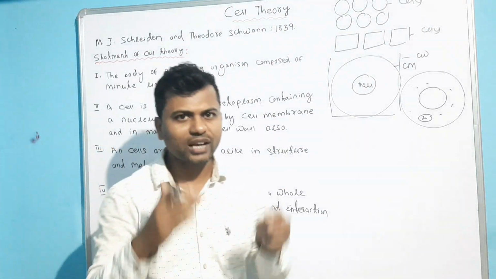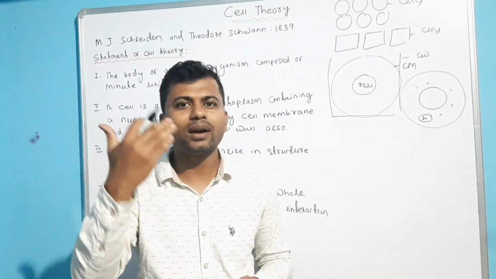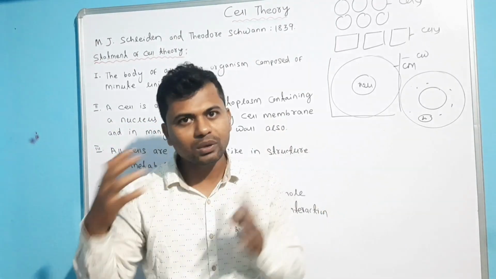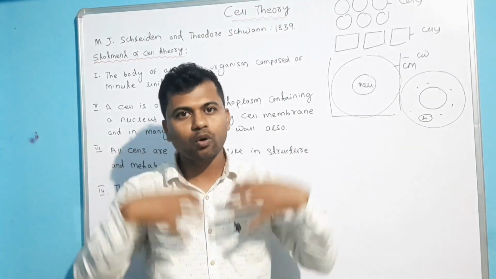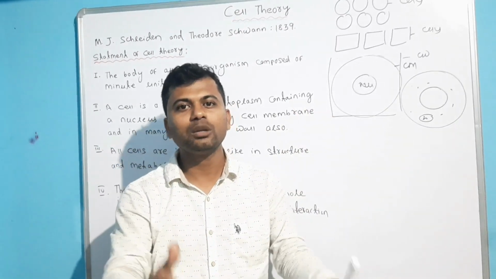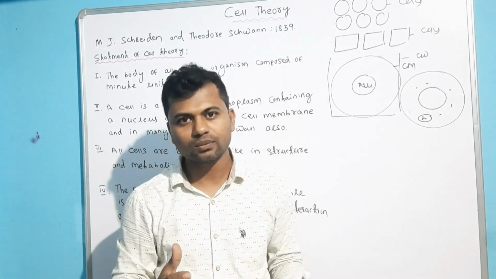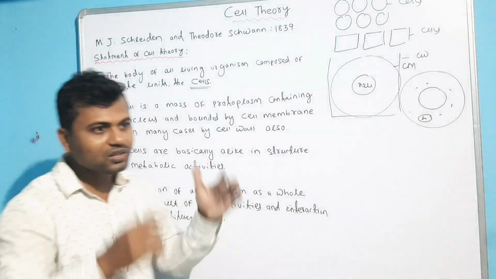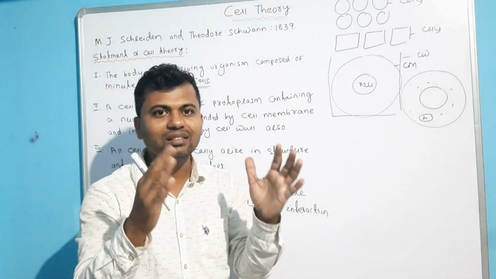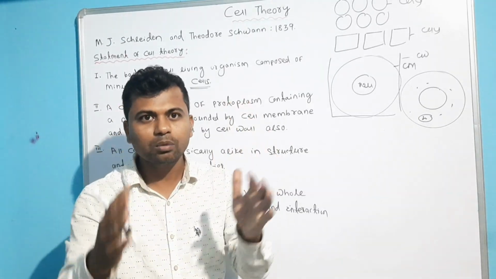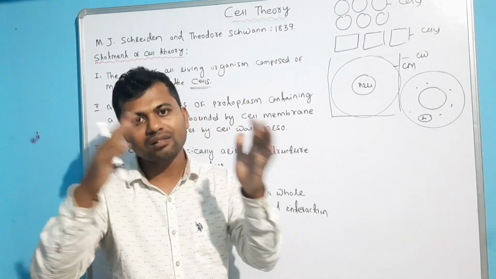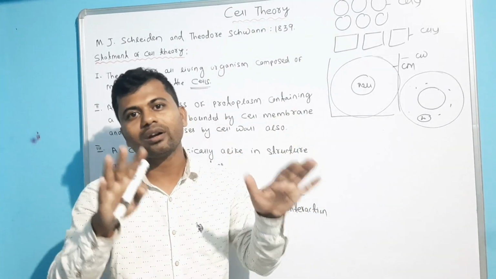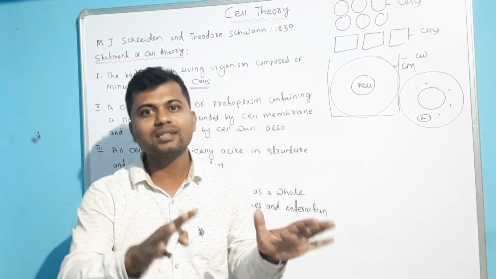Metabolic activities: first we have to understand what metabolism is. The sum of the biochemical reactions which occur inside the body of a living organism is known as metabolism. So statement number 3 implies that all cells are basically alike in metabolic activities, that is, whatever biochemical reactions occur inside the body of all living organisms are more or less similar. Not exactly similar, but more or less similar.